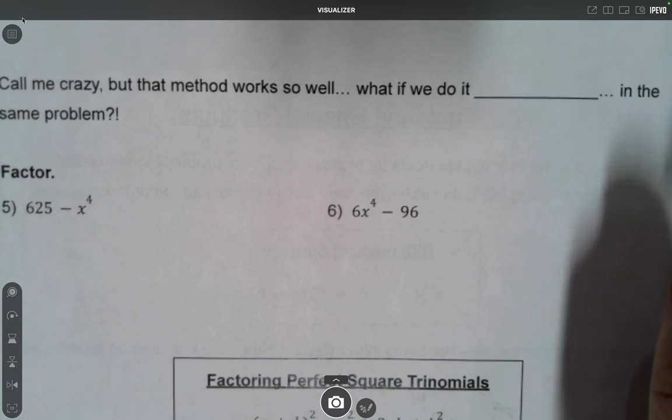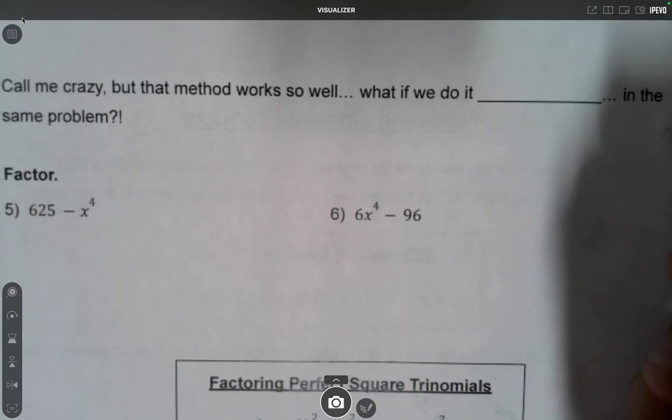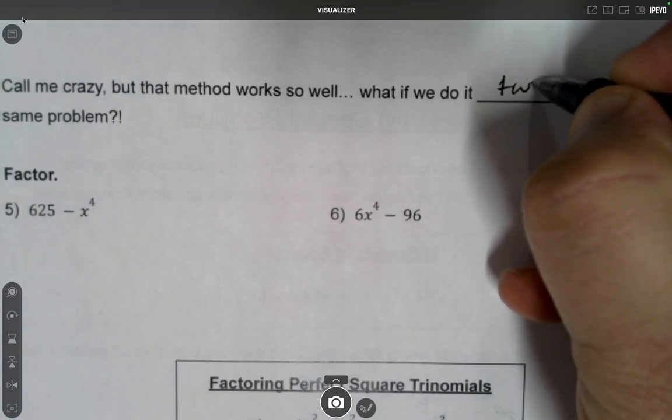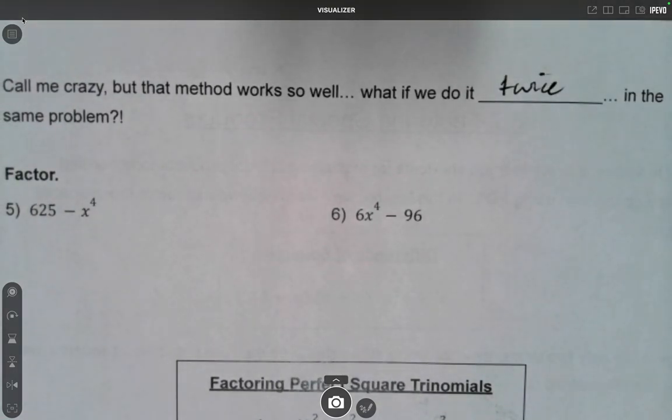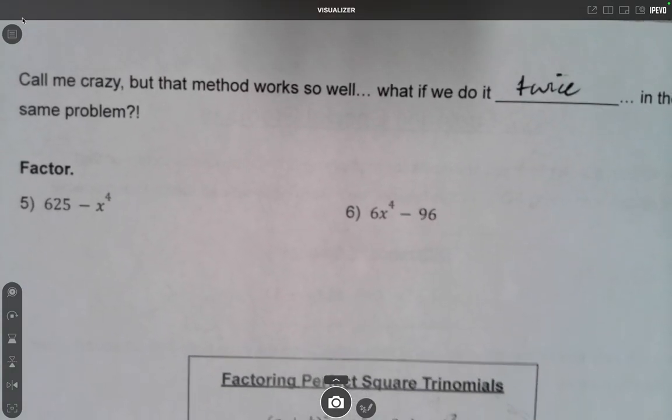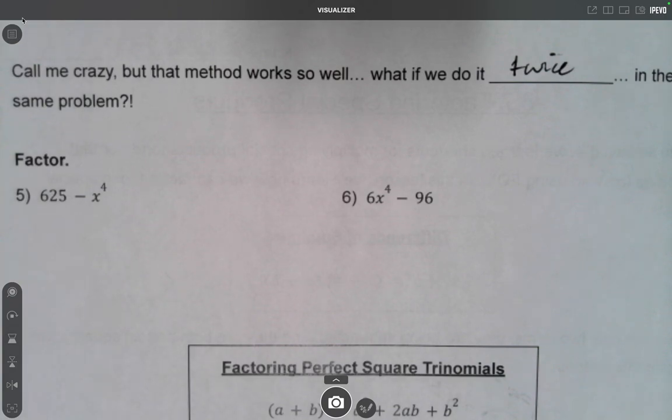Call me crazy, but that method works so well. What if we do it twice in the same problem? I know. So just check this out. If you look at number 5, for example, these are both perfect squares. It's just two terms being subtracted, so it meets all those requirements.